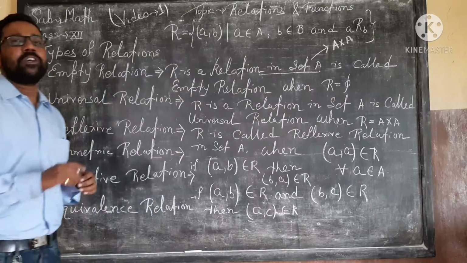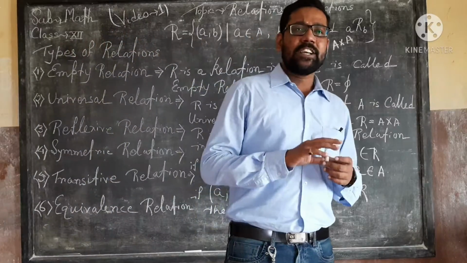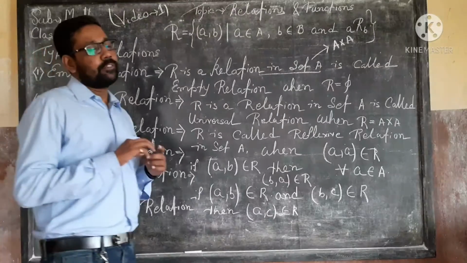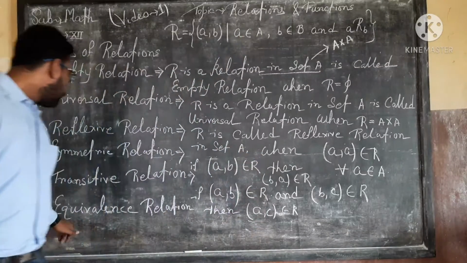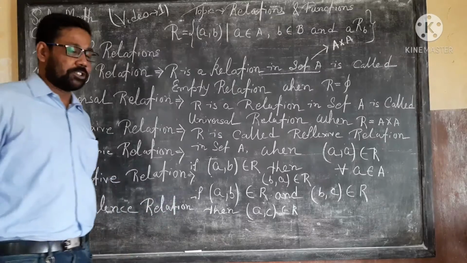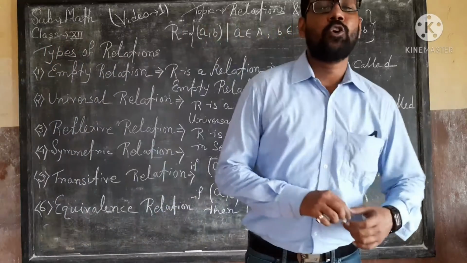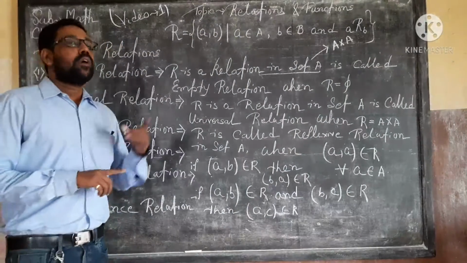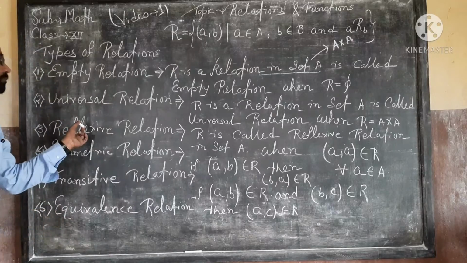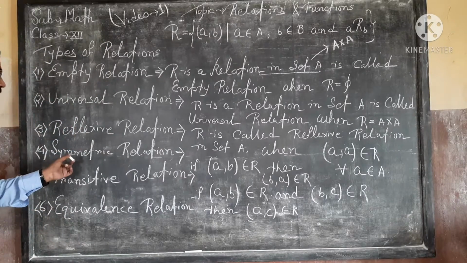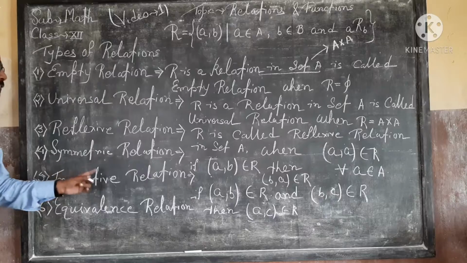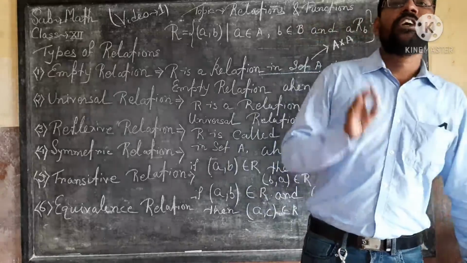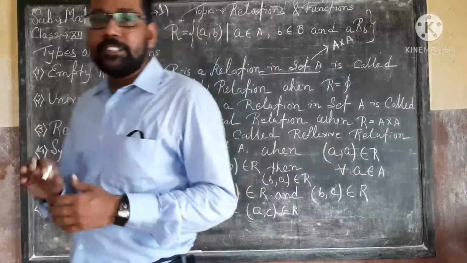So any relation that satisfies this condition is called a transitive relation. Sixth one is the equivalent relation. What is the definition of the equivalent relation? If any relation satisfies the reflexive criteria as well as the symmetric criteria and the transitive criteria, then this relation is called the equivalent relation.